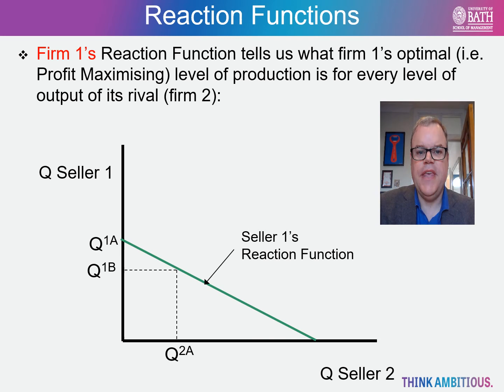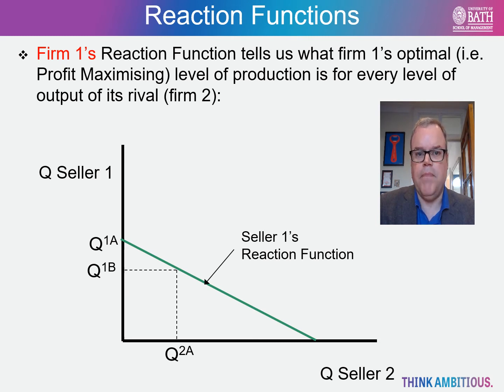In Cournot, the output of the first firm is sensitive to the output of the second firm, and vice versa. This is because the output of each firm affects the other firm's perception about the extent of the residual demand curve it faces. We can summarise this strategic interdependence using so-called reaction functions. These are sometimes called reaction curves or best response functions. A reaction function tells us what one firm's optimal or profit maximising level of output should be for every level of output of its rival.